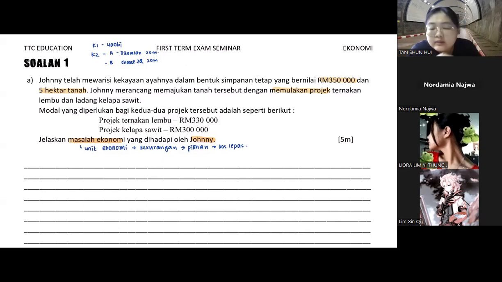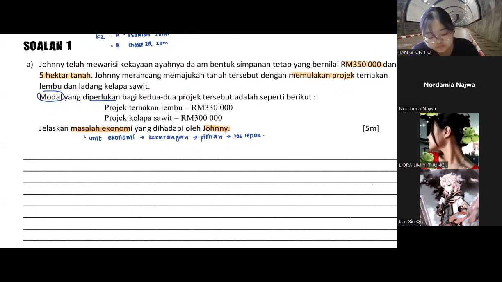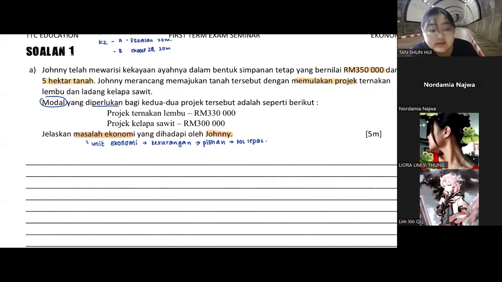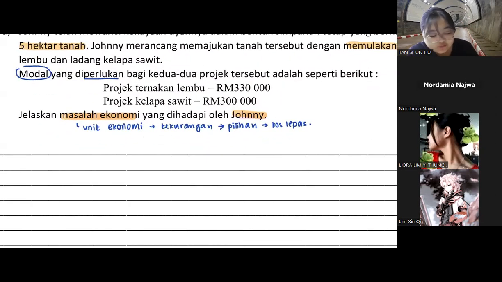And the second hint they tell you again that Johnny is not an isi rumah is that they use the word modal, modal yang diperlukan. So first you have to know that Johnny is a firm. And then Johnny is facing kekurangan apa? A firm. Yeah, you determined already, this is a firm. A firm is always lacking what? Money. And the money we call what? Sumber ekonomi.